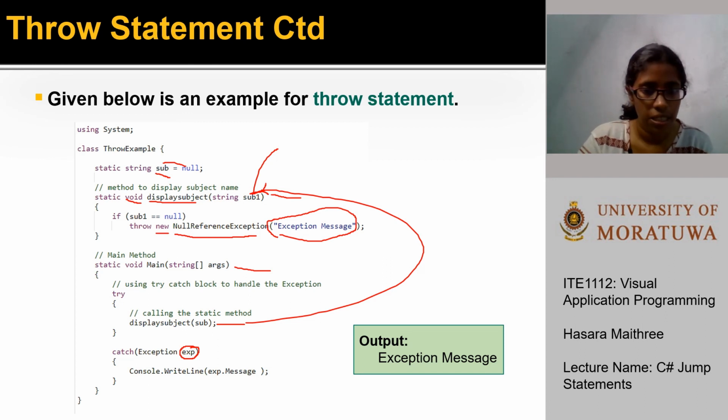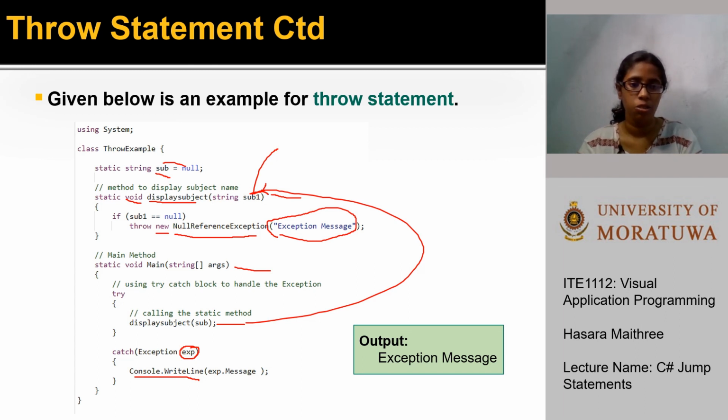What happens is it will print into the console the message of that exception. So the message would be this statement we have put within these double quotes. So the output would be exception message. Now you can understand how we can use throw statement along with try catch to handle various exceptions or errors that we might get during the program execution.